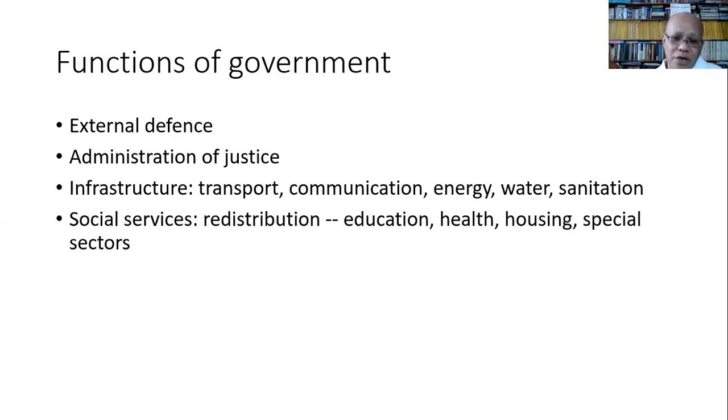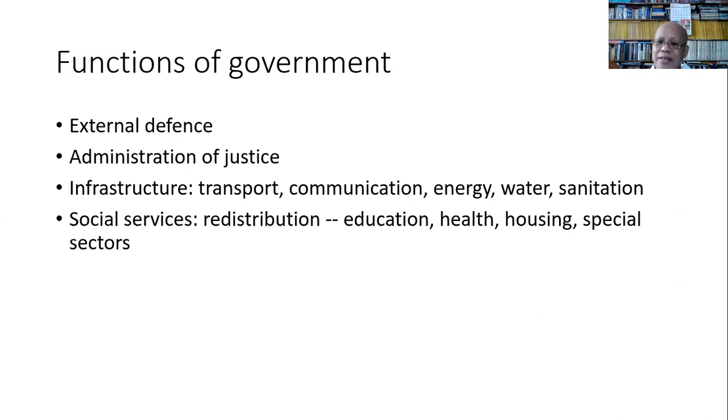And these are government expenditures on education, on healthcare, housing, and on special sectors. When government spends on educational facilities, healthcare facilities, and housing for the lower income classes, then the recipients of these can now spend on other things what they would have spent on these things.